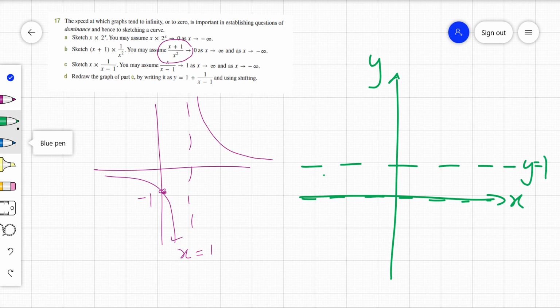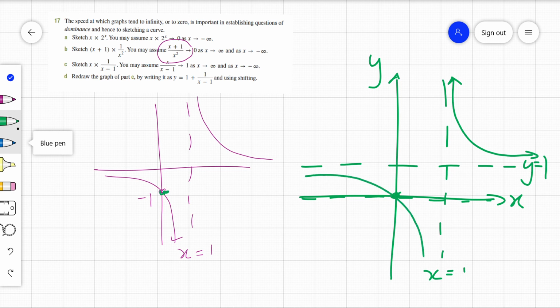But I've still got this asymptote here, my x equals 1. So now it's going to look like that. And if this hops up 1, it goes to 0. So now it's going to look like that. So that's much easier than doing a multiplication. So if you can get out of doing a multiplication of two functions, then do it.